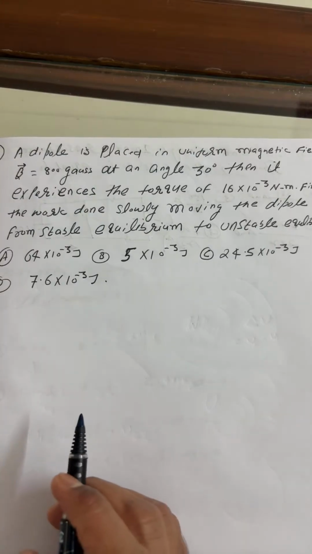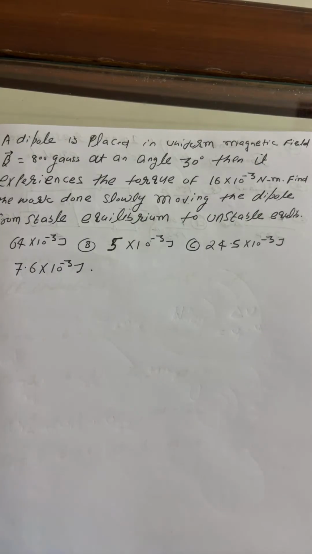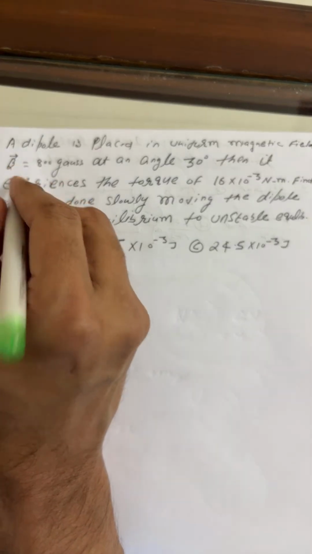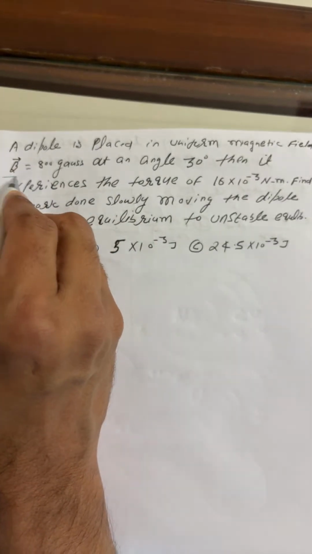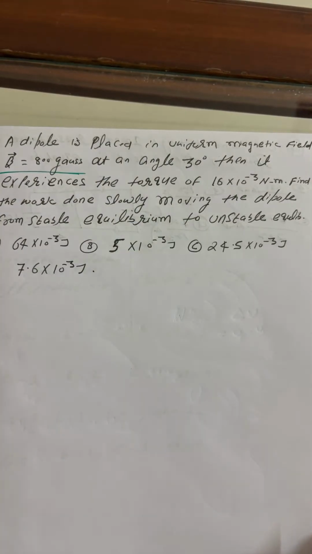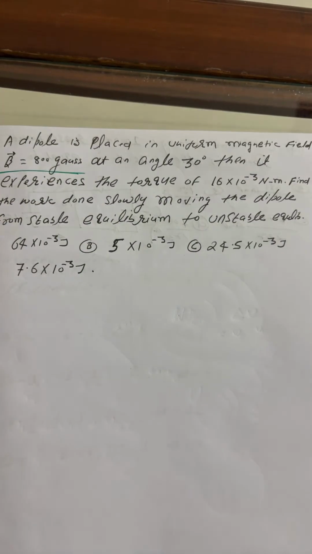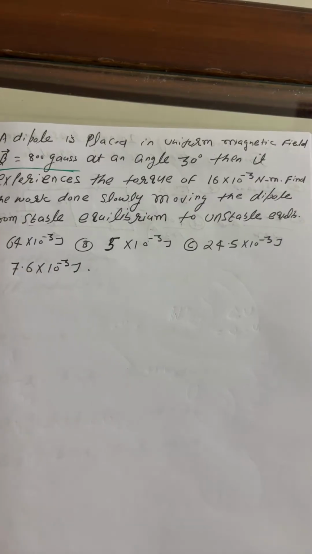Now beta, what's the question? A dipole is placed in a uniform magnetic field. This question, student, I can see is from 12th class. I discussed it in the classroom. What is the SI unit of magnetic field? That is Tesla, right, beta? So here the field is 800 Gauss at an angle, what they mention, this is 30 degree.